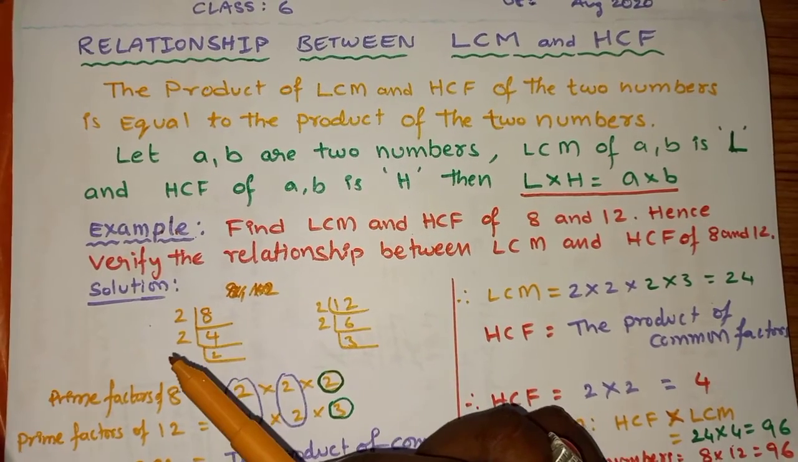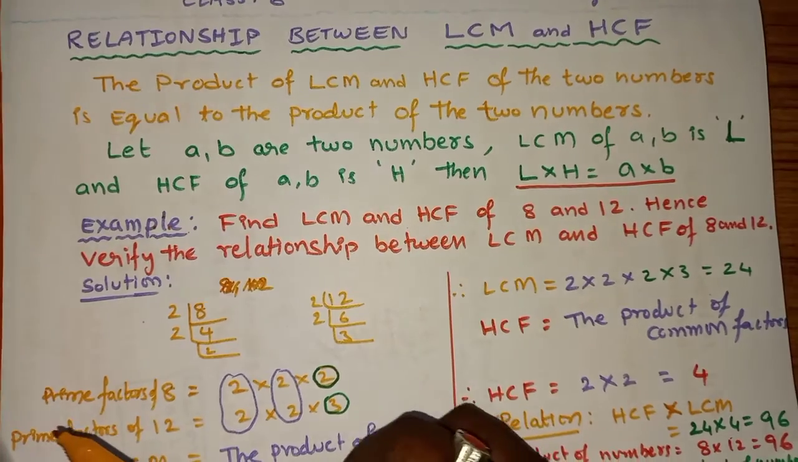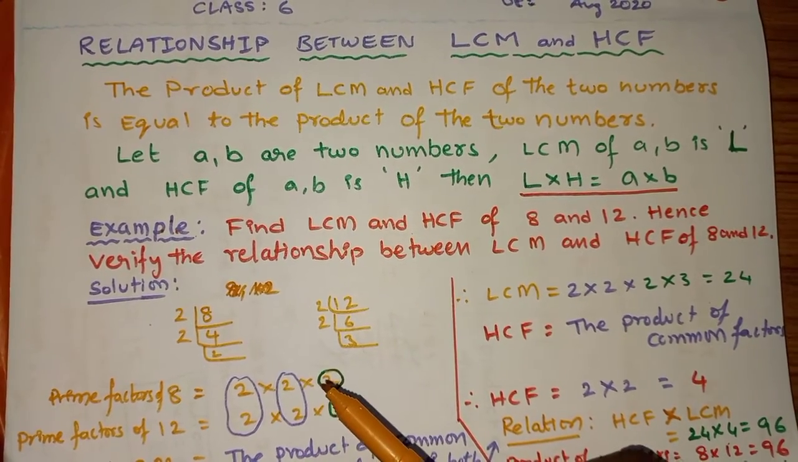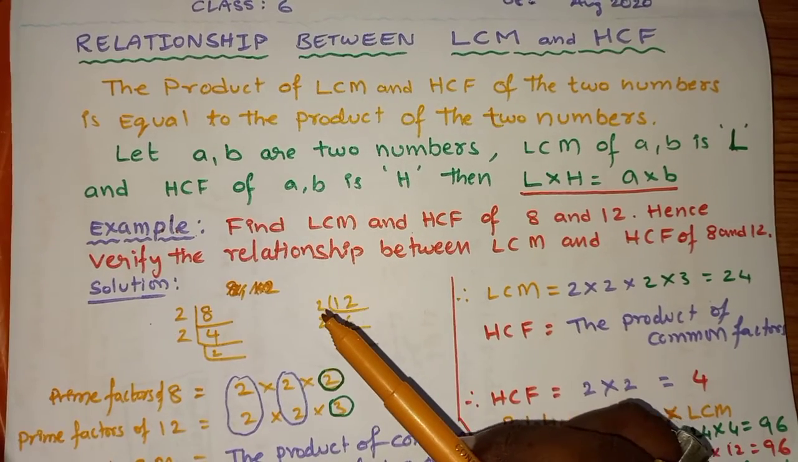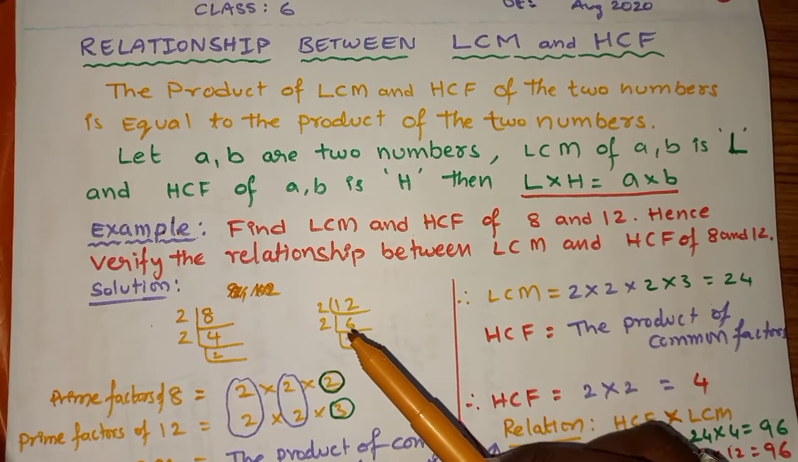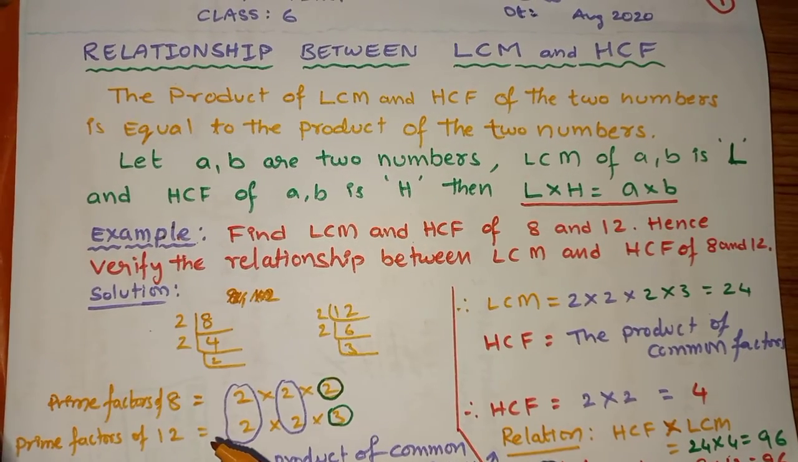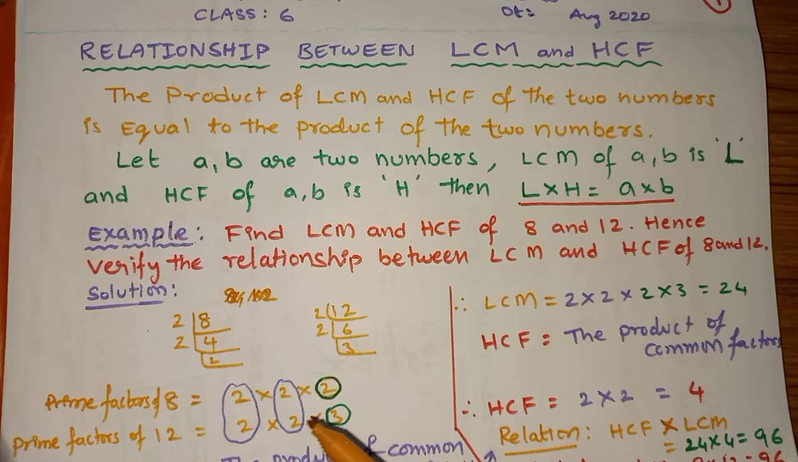2 4s are 8 and 2 2s are 4. Then prime factors of 8 is 2 into 2 into 2. And coming to 12, 2 6s are 12, 2 3s are 6. Now prime factors of 12 equal to 2 into 2 into 3.